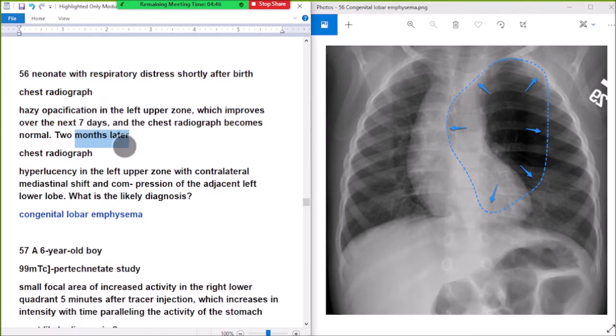2 months later, chest radiograph shows hyperlucency in the left upper zone with contralateral mediastinal shift and compression of the adjacent left lower lobe, most likely diagnosed congenital lobar emphysema.